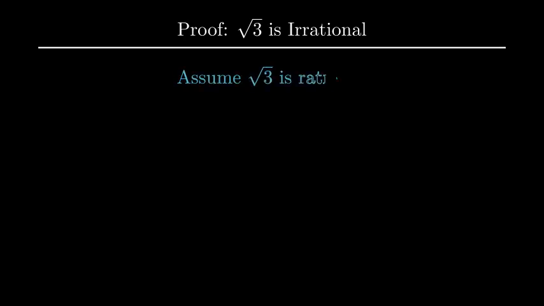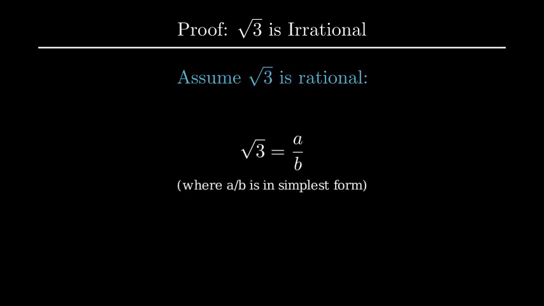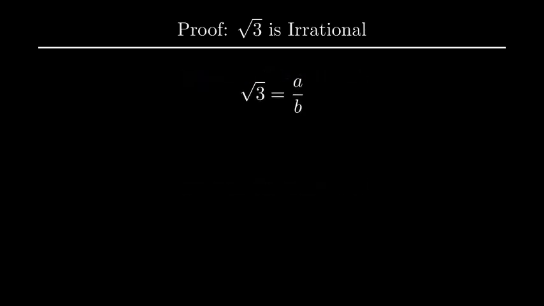Example 5. Prove that the square root of 3 is irrational. We use the method of contradiction. Assume the opposite. Suppose root 3 is rational. Then we can write root 3 equals a over b, where a over b is in its simplest form, meaning a and b share no common factors.